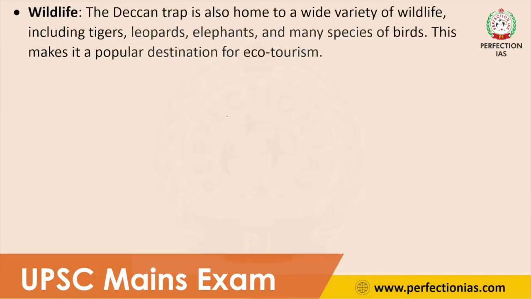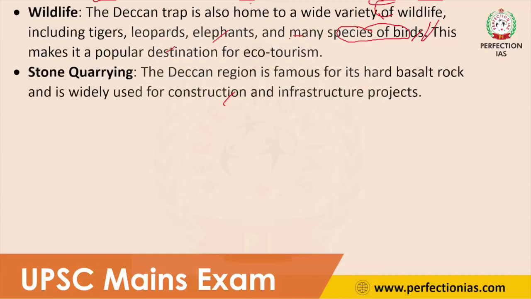The next important resource is wildlife. This region is home to a wide variety of wildlife, including tiger, leopard, elephant, and also many species of birds. Many of the important national parks in South India are situated in the Deccan Trap region, for example Kanha National Park and Nagarhole. Like this, many important national parks are situated in this region, which is important for the promotion of eco-tourism. The next important thing is stone quarry.